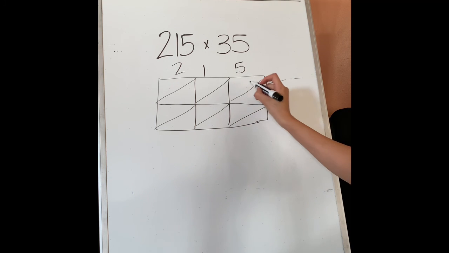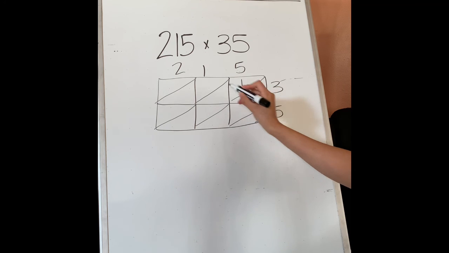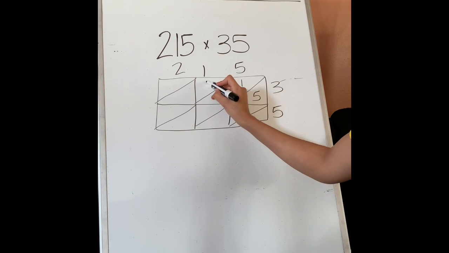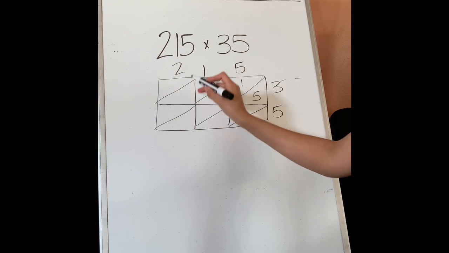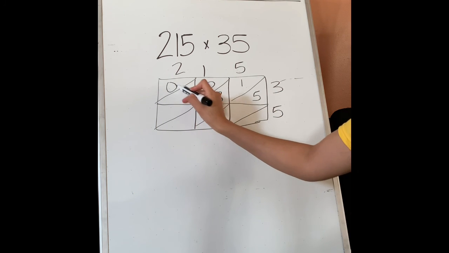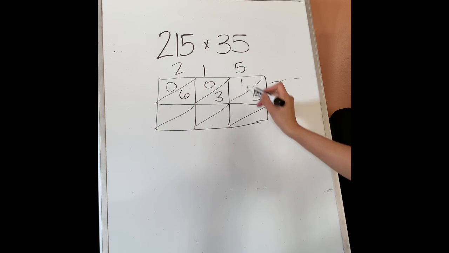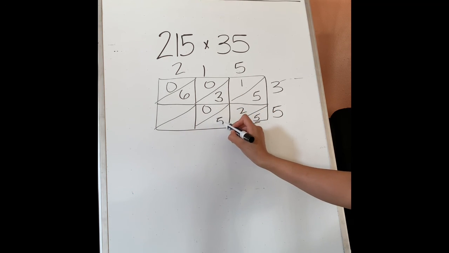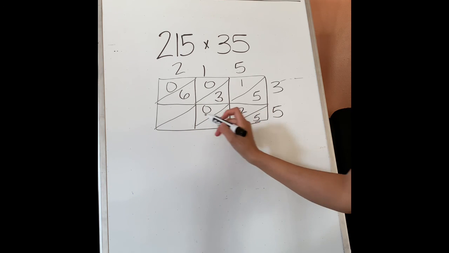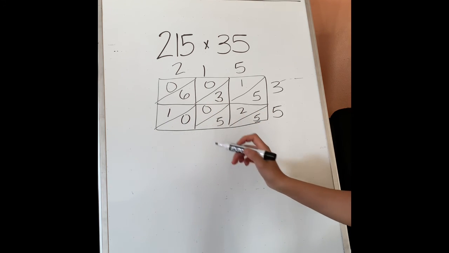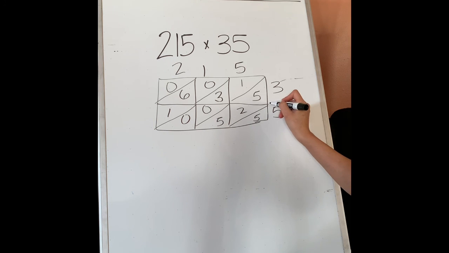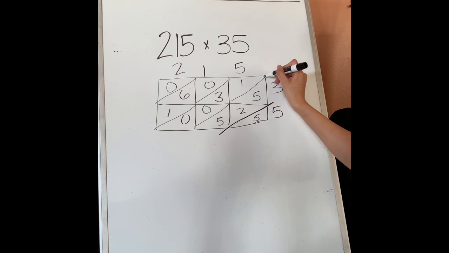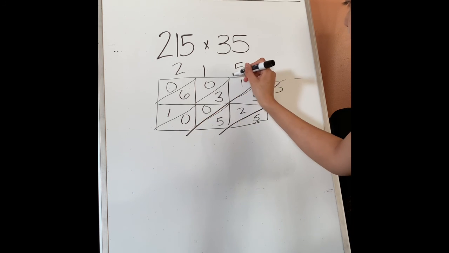5 times 3 equals 15. 1 times 3 equals 3, so 0, 3. 2 times 3 is 6, 0 and 6. And now 5 times 5, 25. 1 times 5, 0 and 5. 2 times 5, 10. So now that is done, and then we will extend our line so we can begin to add.